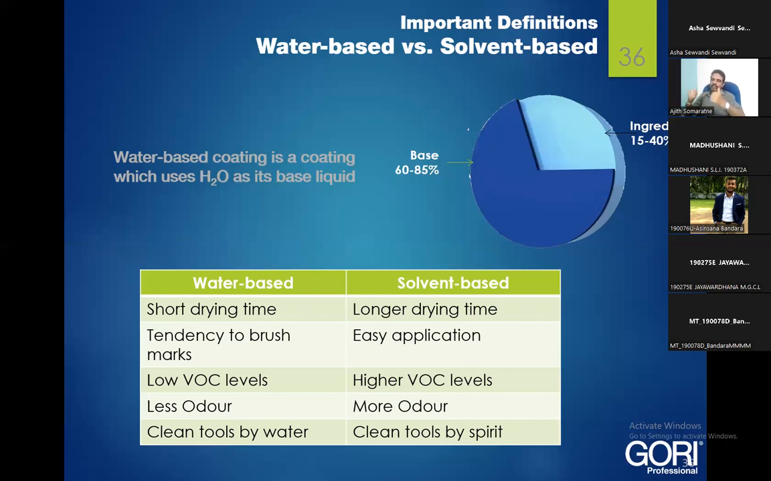Then what are the differences between these two? Water-based products always dry very fast, normally a short time, from 15 minutes to 3 hours like that. It will dry very quickly. Solvent-based products normally take longer than water-based products, sometimes up to 24 hours, right? So that is the basic and main difference between water-based and solvent-based products.